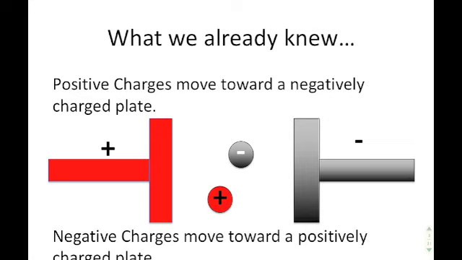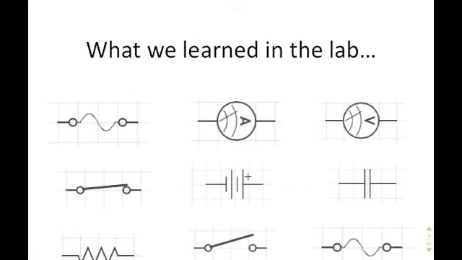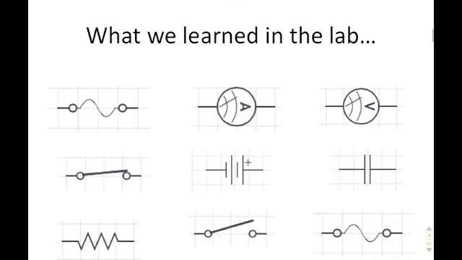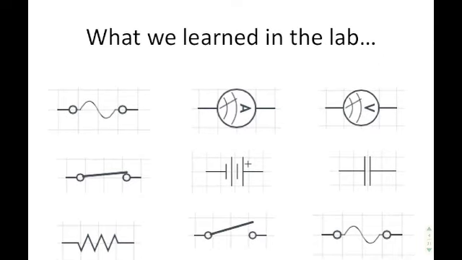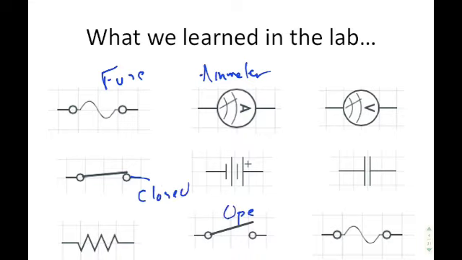So now let's take a look at what we know now. Based on the lab, we learned what the function of each one of these particular devices was. In this particular case, the function of the first device was a fuse. A fuse is something that allows you to cut off the circuit. We learned that this is an ammeter. We learned that this V was a voltmeter. We learned that this was a closed switch. We learned that this is an open switch. We learned that this is a battery or a voltage source.